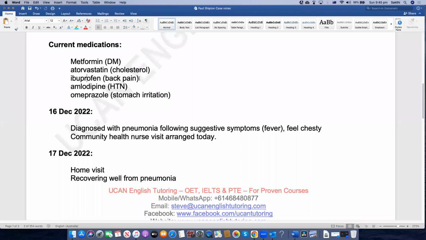Okay, ibuprofen for back pain. I don't think this is really important for us. No, the vascular surgeon doesn't need to know whether this patient has got back pain or something, isn't it? It's not going to be important. But what about the next one? Is that going to be important? I think it may be. Maybe semi. Amlodipine is important only. Yeah, so this is important, yes.